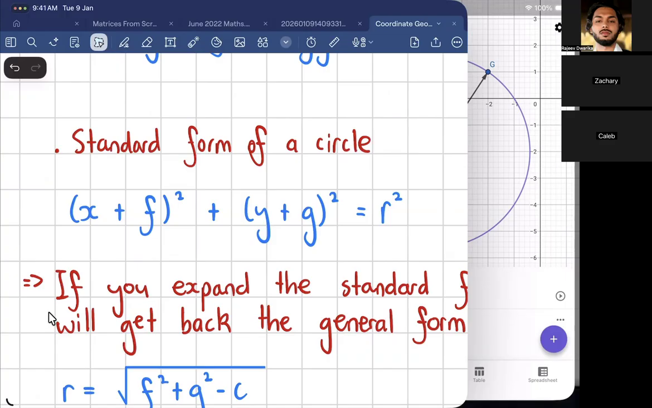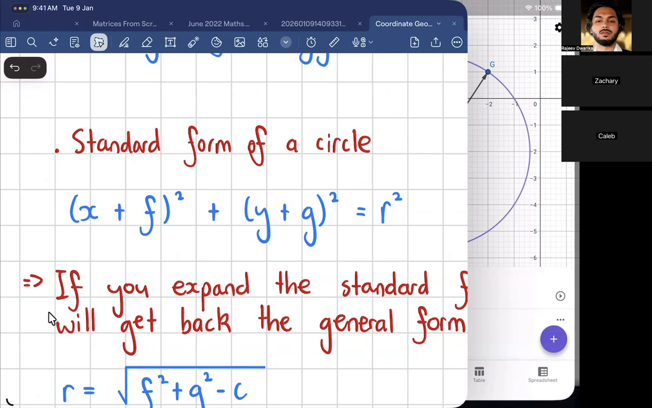So look at the screenshot and look at the diagram of the circle. What was the center given by? Look at the screenshot. Minus f, minus g. Right. So using f and g, you could find the center of the circle. Zachary, you remember that, right? F and g. The center is minus f comma minus g.